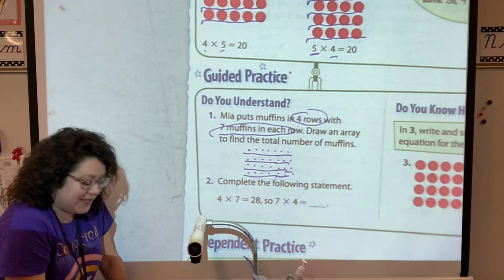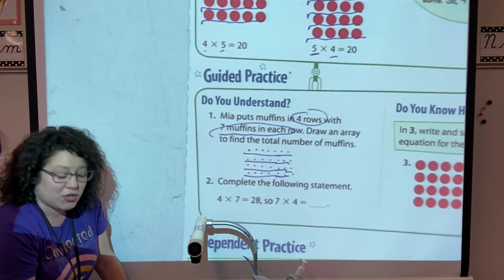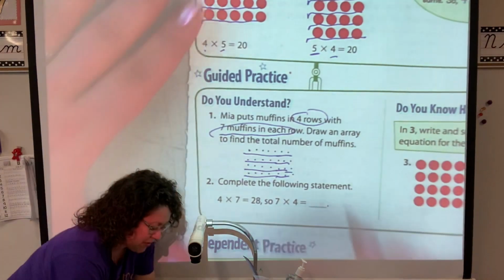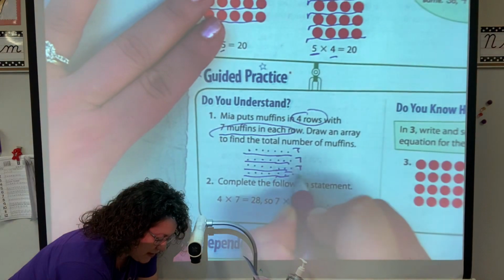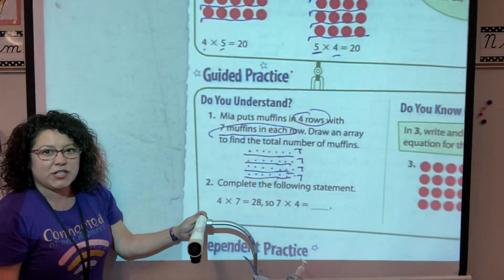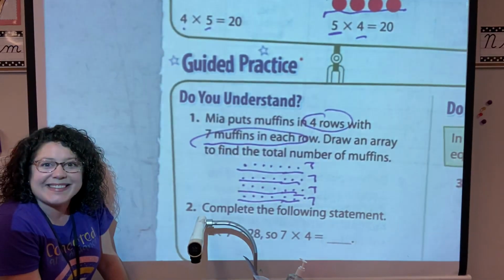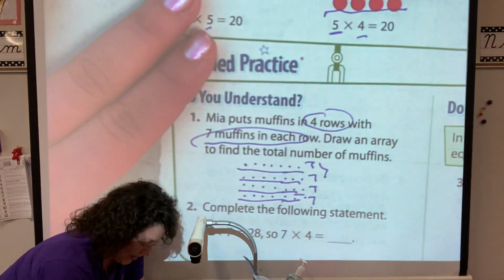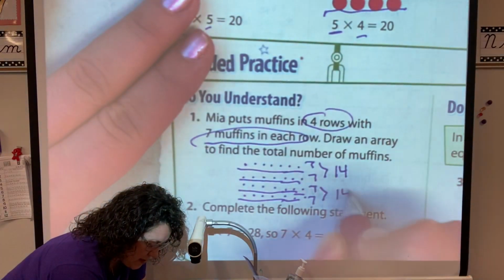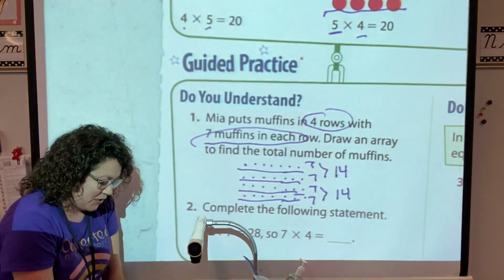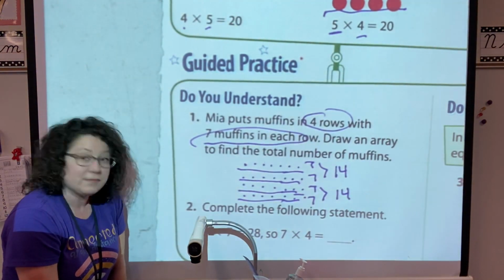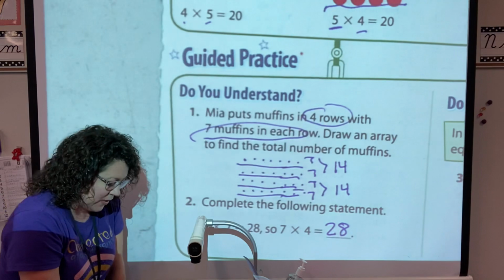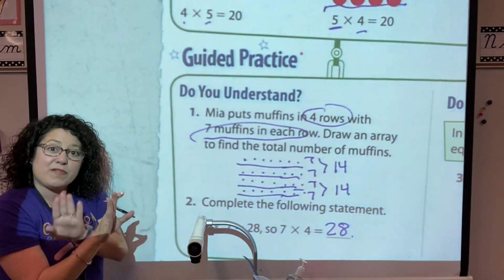Now, instead of sitting here counting all these little dots, let's use some strategies. How many are in each row? 7, right. So if there's 7 here, and 7 and 7 and 7, what strategy could I use that we've talked about? I could use my double strategies. 7 plus 7 is 14. So 7 plus 7 is also 14. And then I would add those two together and get 28. So 7 times 4 is 28. So is 4 times 7 because of the commutative property, our flip-flop.